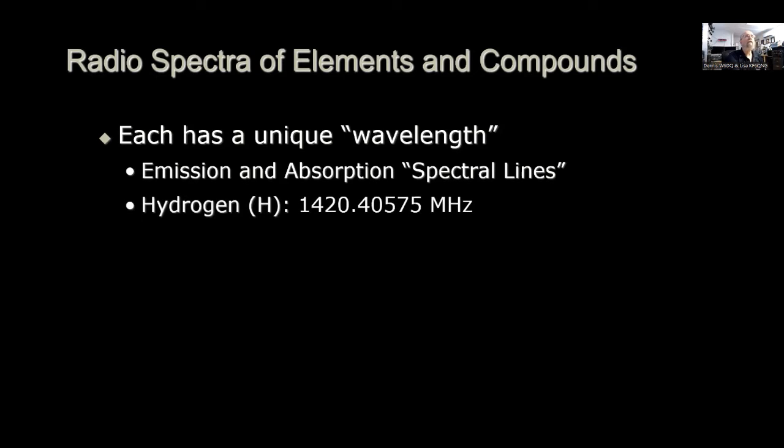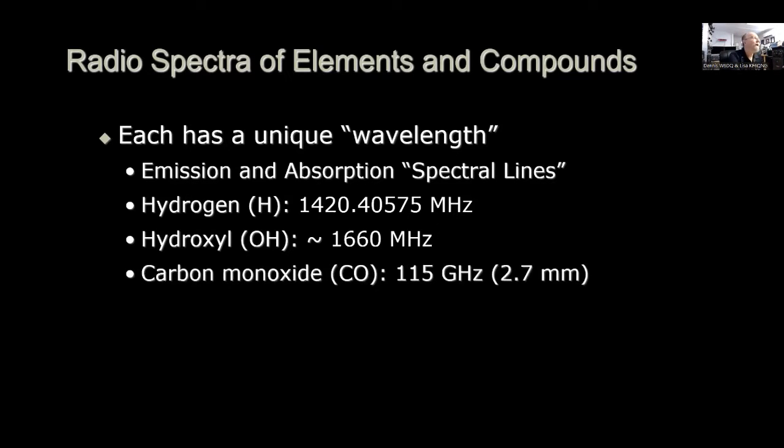So hydrogen, I mentioned, is 1420.40575 megahertz. That is the hydrogen line. But one of the next ones that was discovered a few years later was hydroxyl, our hydroxyl ion, OH. That's right around 1660 megahertz. Another interesting one that's quite abundant and easily detected is carbon monoxide. But look at the frequency that that's at. Look at its spectral line, 115 gigahertz, 2.7 millimeters in wavelength. That takes some pretty sophisticated equipment to do.